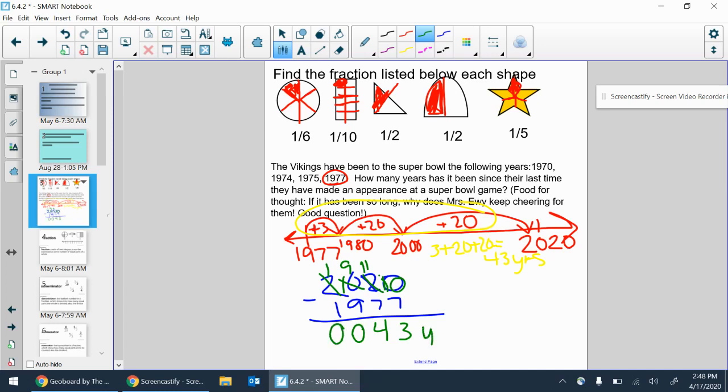So I still got 43 years, but it took me a lot longer to do than if I had used a number line for it. But it's a great way to check your work to make sure that you solved it correctly.